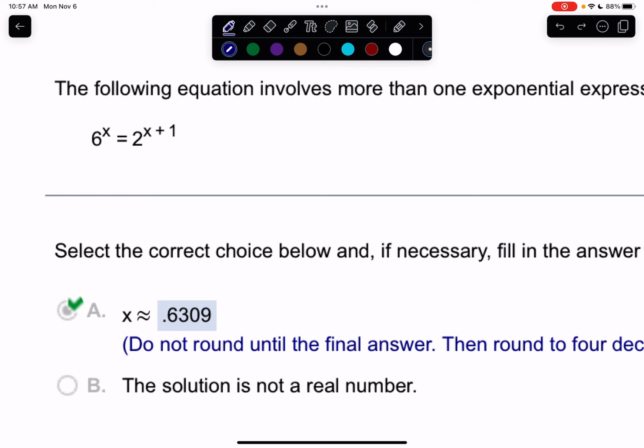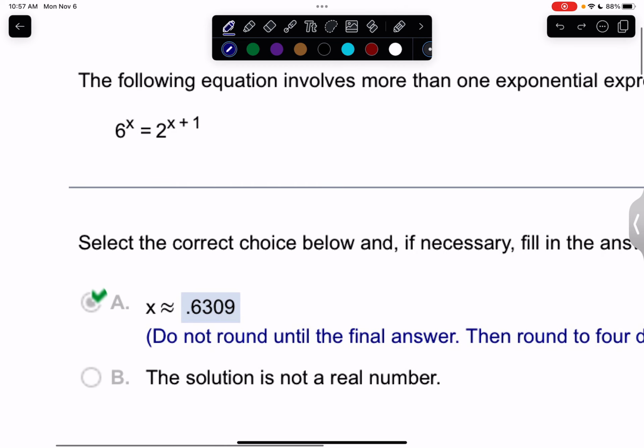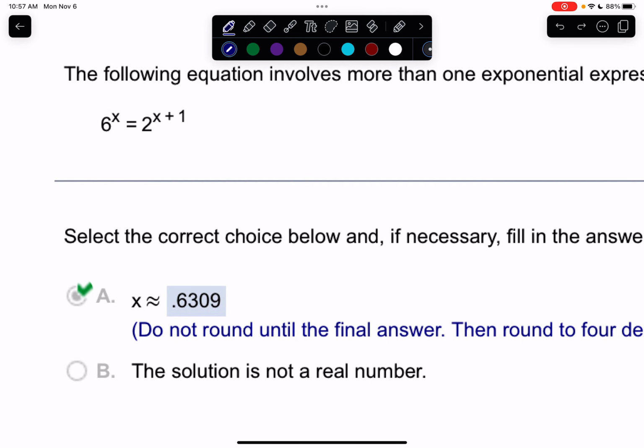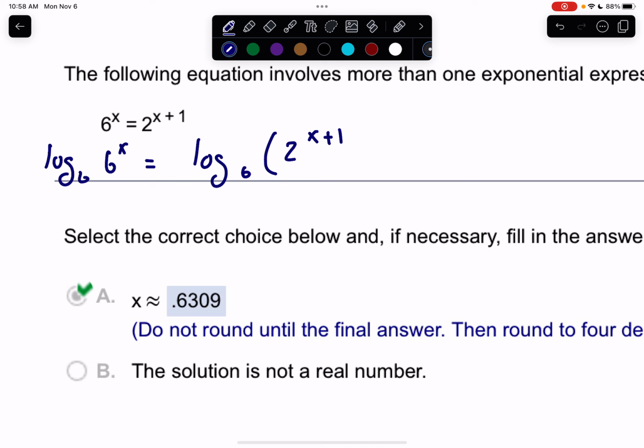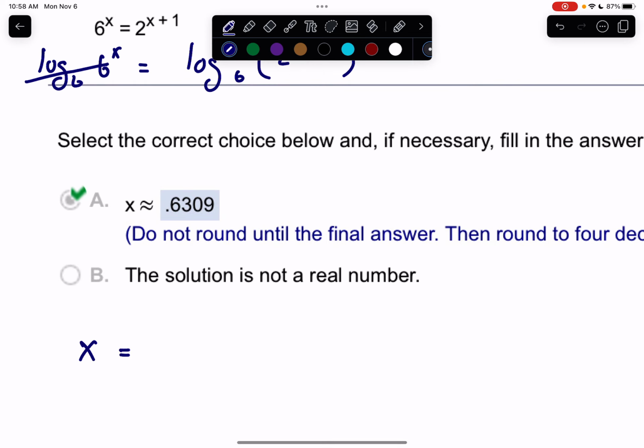If I do use log base 6 or log base 2, and your calculator allows you to type in those log base 2 or log base 6, it makes it a lot easier. So let's use log base 6, for instance. If I rewrite this as log base 6 of 6^x equals log base 6 of 2^(x+1), well, the log base 6 of 6 to the x basically cancels and you're left with x. That's the whole point, to get x equals.